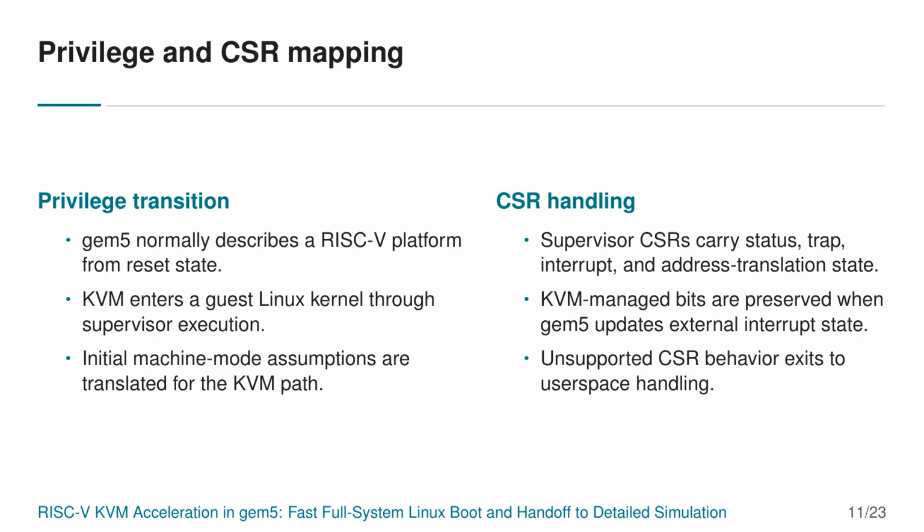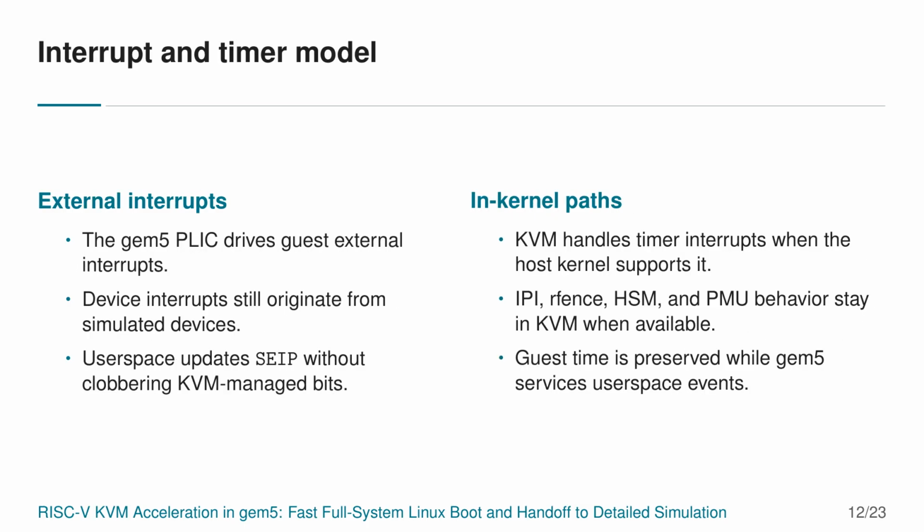For CSRs, some bits are managed by KVM and some are touched by gem5. The implementation preserves the KVM managed bits when gem5 updates the external interrupt state. External interrupts still come from the gem5 platform. The PLIC and simulated devices remain in gem5. When a device interrupt needs to reach the guest, gem5 updates the guest external interrupt state without clobbering KVM managed state. Timer and SBI related paths can stay in the host kernel when KVM supports them.